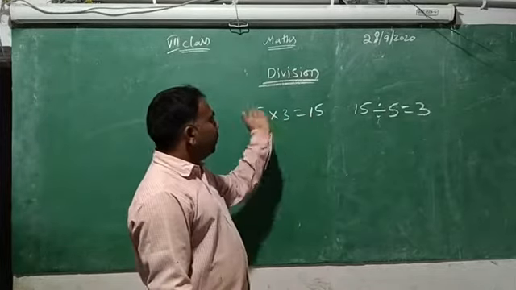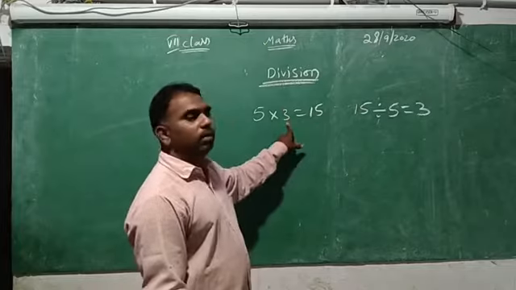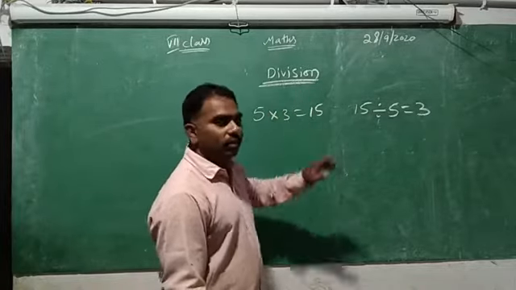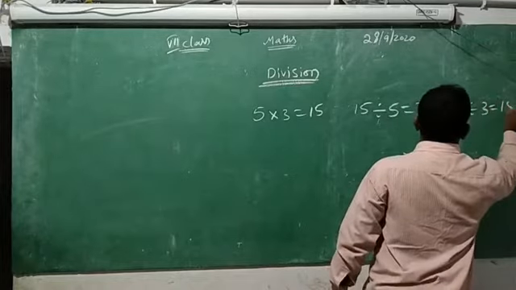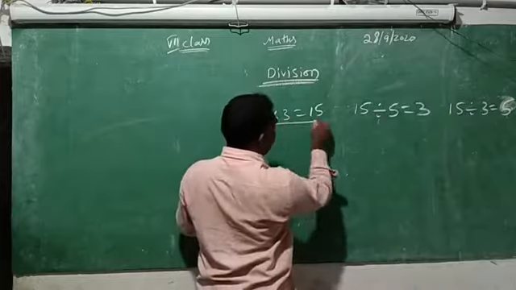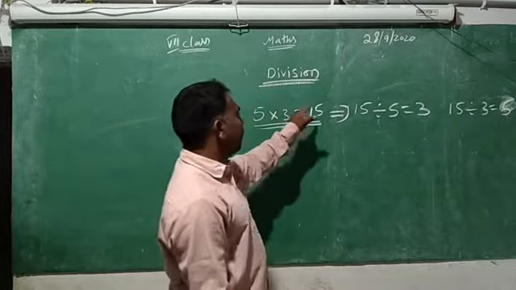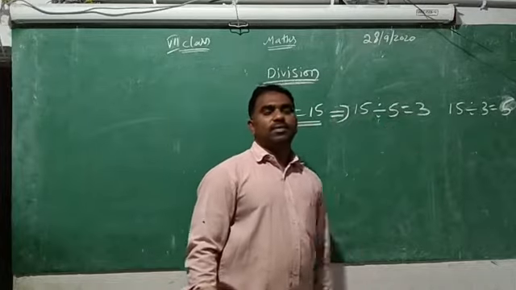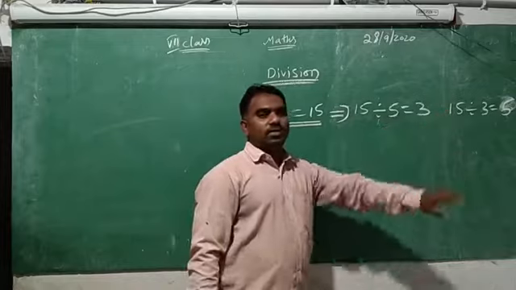Same thing we can convert in another way also. 15 things if you divide to 3 numbers, then we will get 5. You see, 15 if you divide it to 3 numbers, then you will get 5. So one multiplication sentence can make 2 division sentences. One multiplication will make 2 divisions.